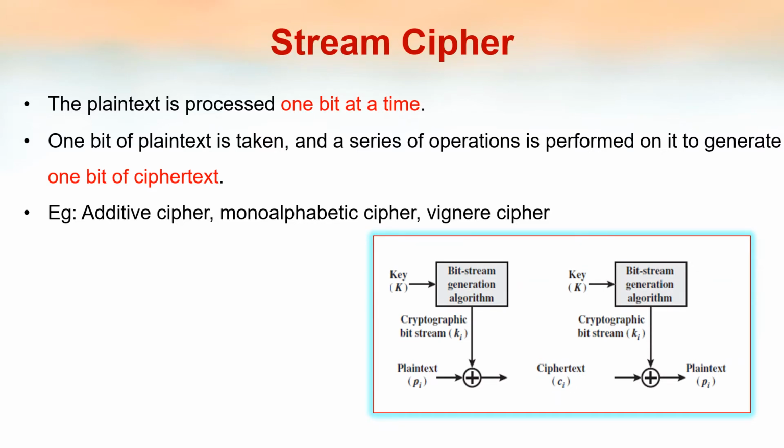See this block diagram. In this, the bit pi of the plain text is used with the bit ki of the key and converted into ciphertext ci. And again at the decryption side, the ciphertext bit ci and the key bit ki are used to give back the plain text.